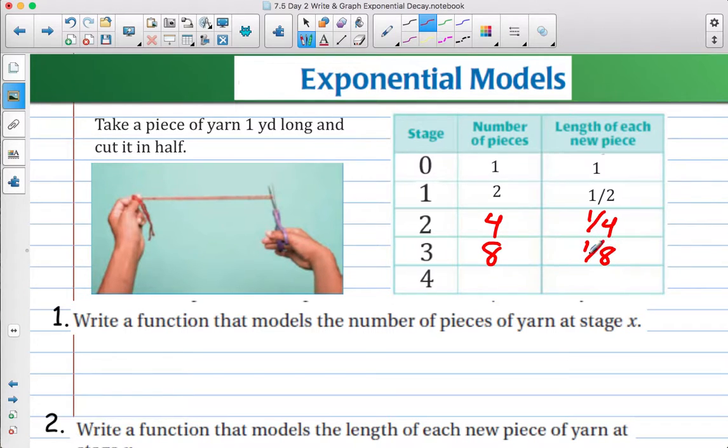And I do it one last time. Cut each of those 8 pieces in half. I now have 16 pieces, each of them being 1/16 of a yard long. I'm going to write a function for both of these situations.